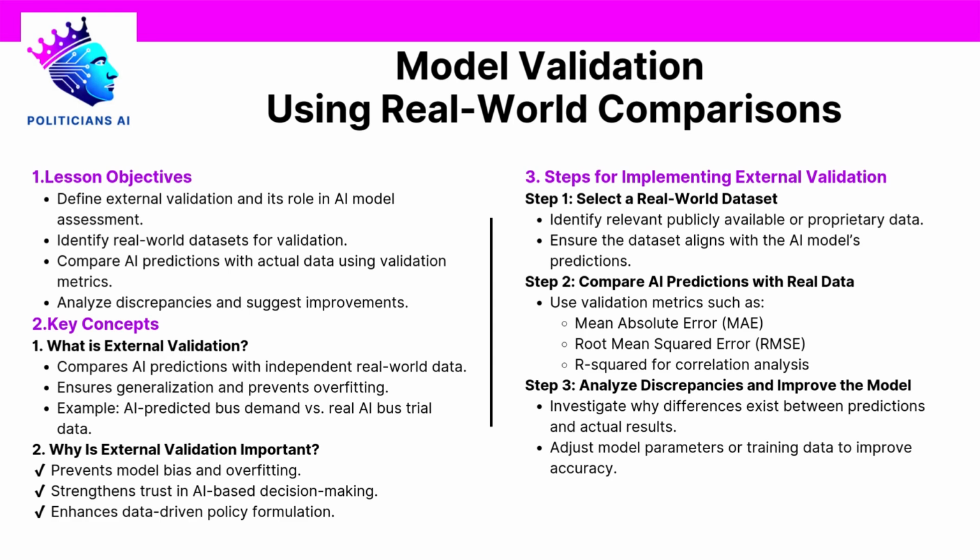Now, why is external validation so important? There are three key reasons. First, it helps to prevent model bias and overfitting. A model that performs well on its training data but fails when faced with new data is essentially useless in practical applications. External validation ensures that the model is tested against independent datasets, highlighting its ability to generalize.